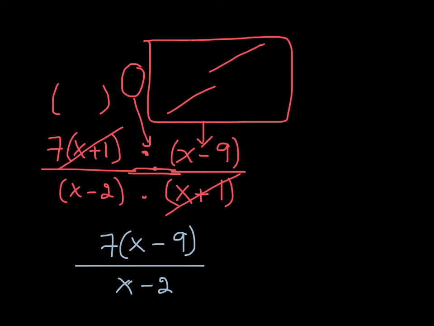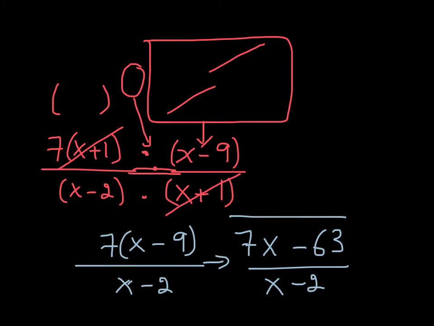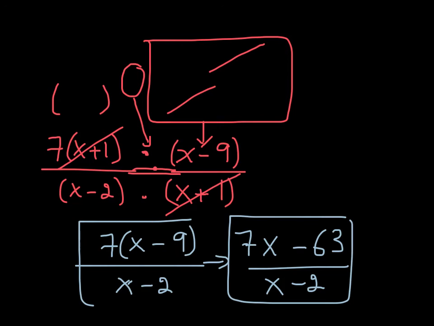Now we cannot reduce anymore. You can distribute the 7 if you want to, but you do not have to. And so that will be 7x minus 63 over x minus 2. You do not have to go to here. You could stop right over here.